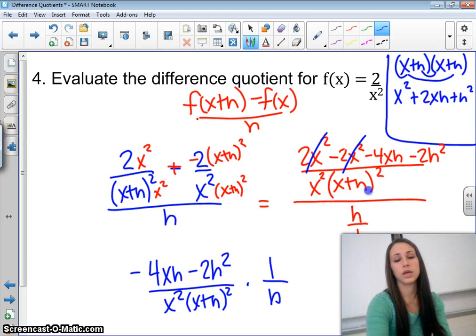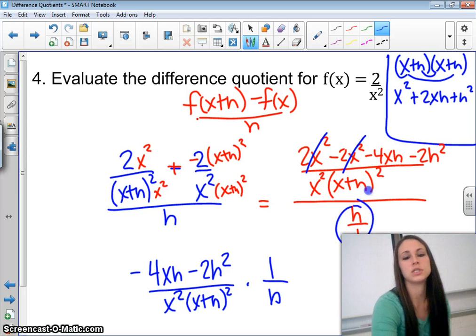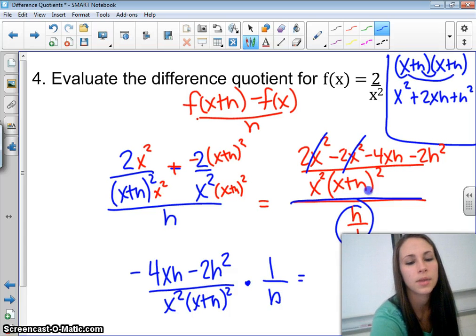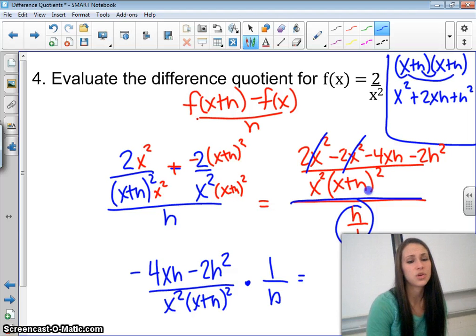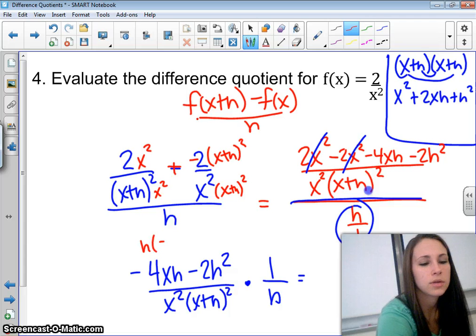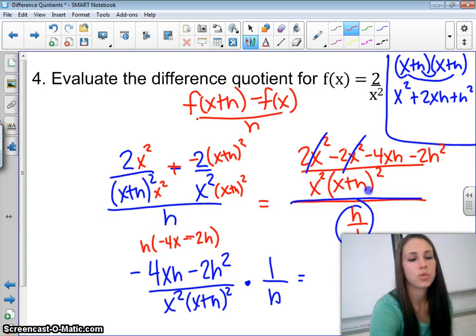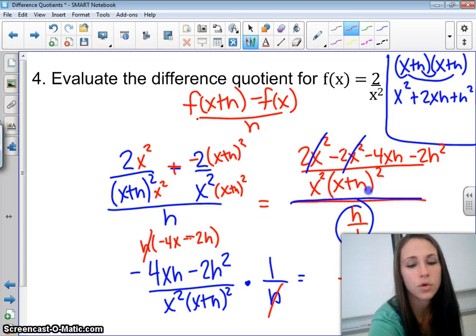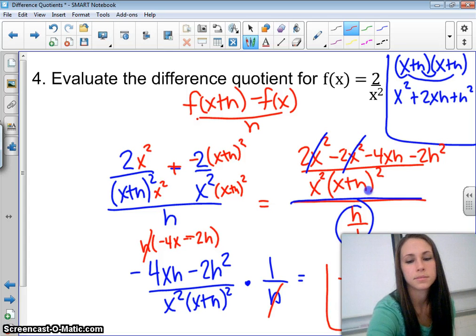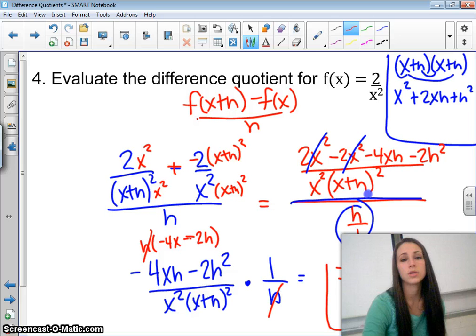And so then I'm going to go ahead and flip this and just change this divide to multiply. And so then I'm going to factor out my h in the top. You could also factor out a negative 2. Either way, it really doesn't matter. I'm going to go ahead and factor my h out here, and that's going to leave me with negative 4x minus 2h. And so this h and this h are going to cancel out. So what I'm left with in the top is a negative 4x minus 2h over my common denominator. And so there's my final answer.